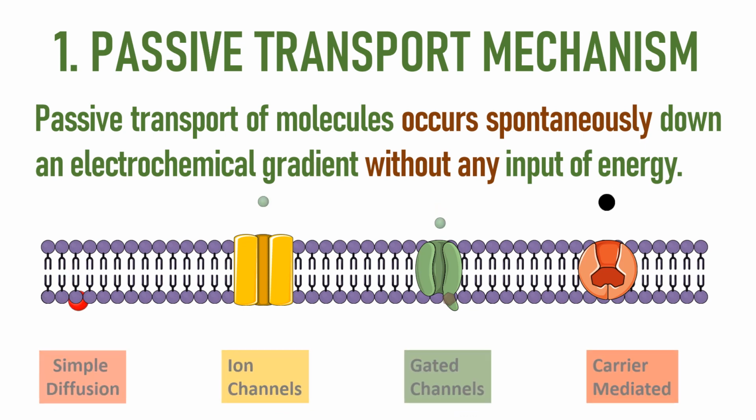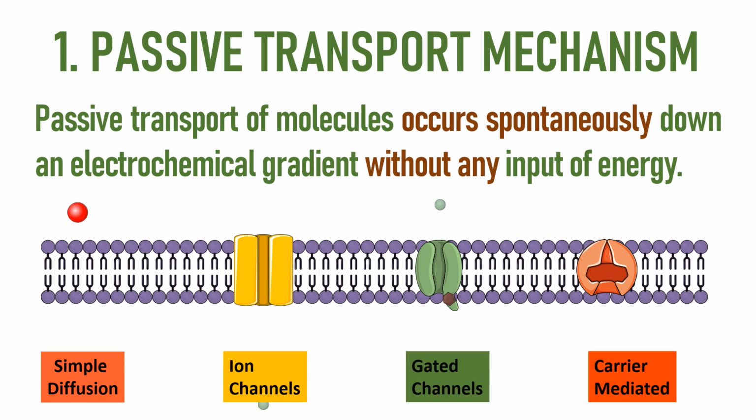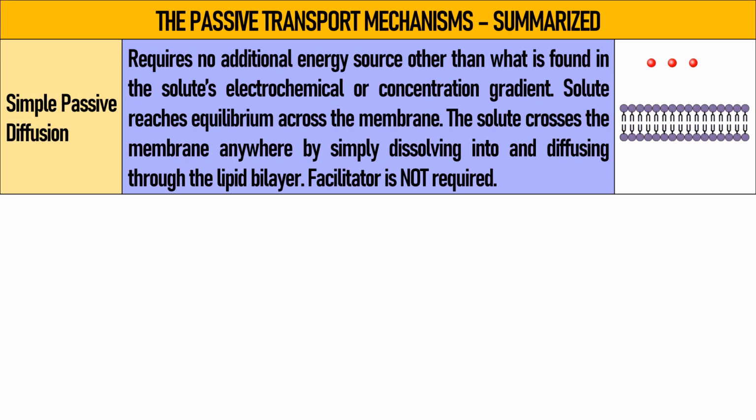Finally, we also observe a molecule being transported by a carrier protein, which is not a channel. The carrier protein changes its configuration in order to allow the passage of the molecule. None of the above mechanisms requires any direct input of energy. Simple passive diffusion requires no additional energy source other than what is found in the solute's electrochemical or concentration gradient. The solute reaches equilibrium across the membrane.